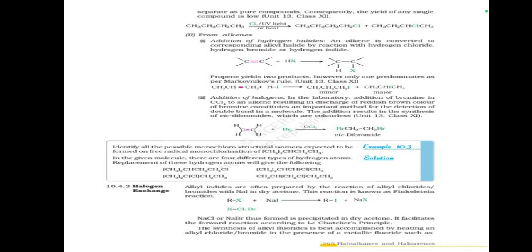Halogen exchange. Alkyl iodides are often prepared by the reaction of alkyl chlorides or bromides with NaI in dry acetone. This reaction is known as the Finkelstein reaction. NaCl and NaBr, which are thus formed, are precipitated in dry acetone. It facilitates the forward reaction according to Le Chatelier's principle.